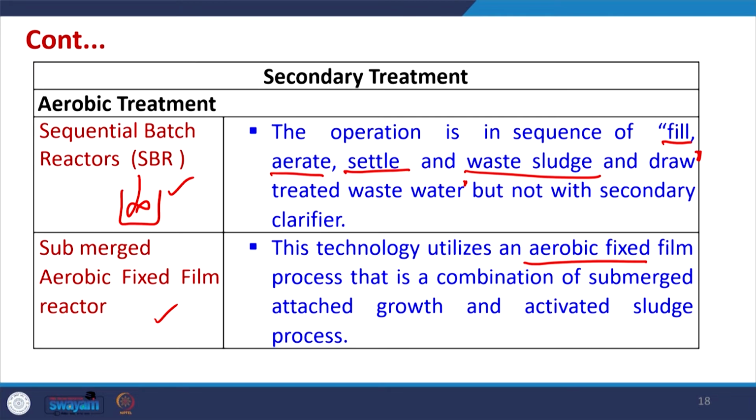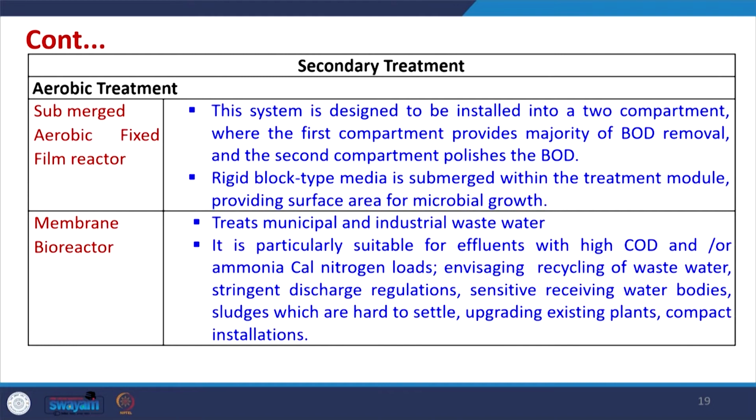So, this is being used nowadays and its efficiency is high as compared to certainly activated sludge process. So, this is also being adopted. Now, the system is designed to be installed in two compartments where the first compartment provides majority of BOD removal and the second compartment polishes the BOD. So, this is how it works.